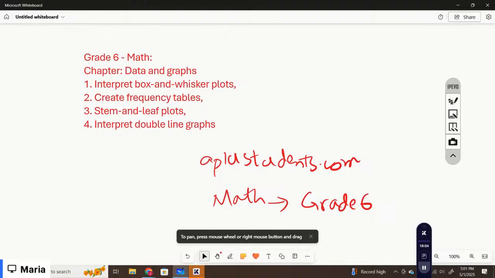We're going to start with the chapter Interpret Box and Whisker Plots, and then create frequency tables, stem and leaf plots, and line graphs. So please make sure you have your notebook and pencil so that you can note down the important examples and definitions as well.